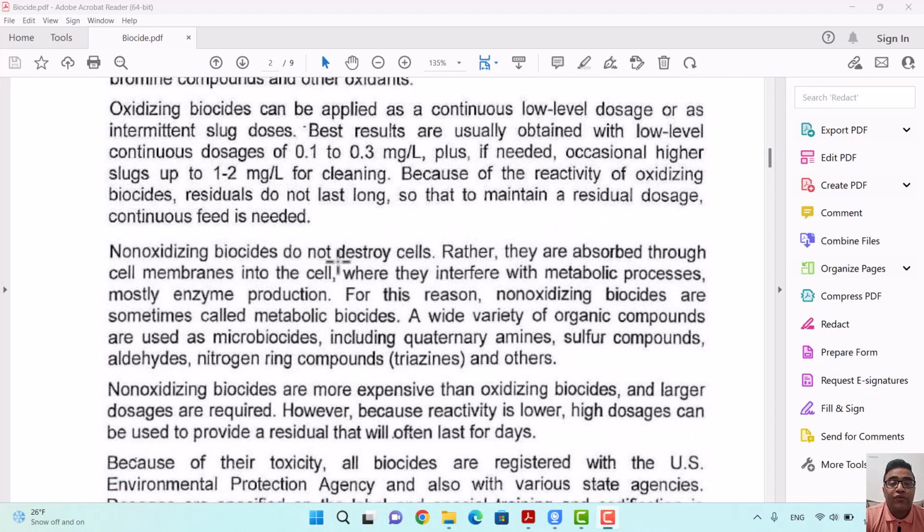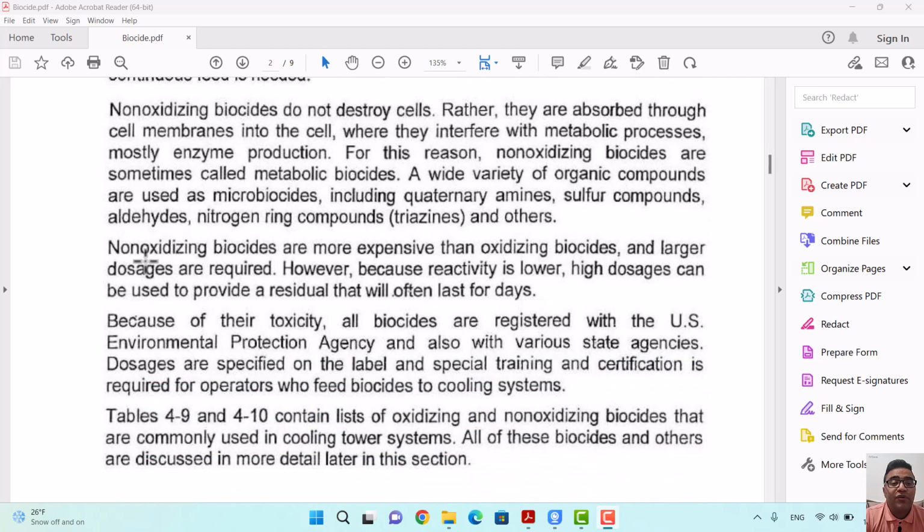Non-oxidizing biocides do not destroy cells. Rather, they are absorbed through cell membranes into the cell, where they interfere with metabolic processes, mostly enzyme productions. For this reason, non-oxidizing biocides are sometimes called metabolic biocides. A wide variety of organic compounds are used as microbiocides, including quaternions, sulfur compounds, aldehydes, nitrogen-ring compounds, and others.